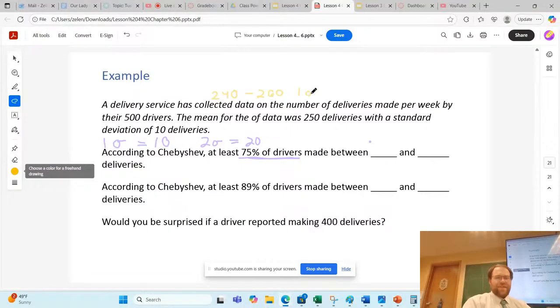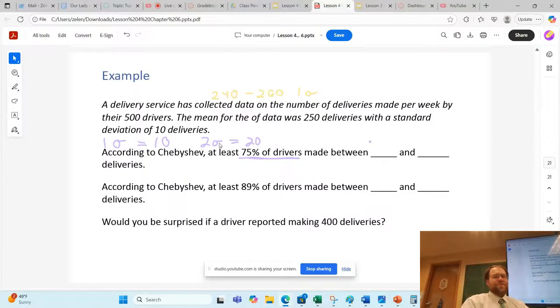So is the 20 above or below? It could be either one. If you were 20 above, you would be at 270. Oh, I went by 10. So we have to do both, because 20 is by 2. So it would have to be 230 to 270.